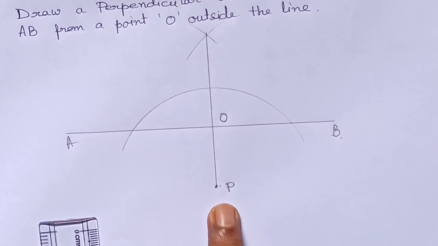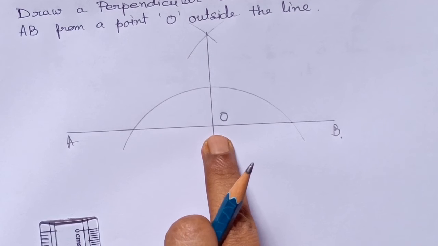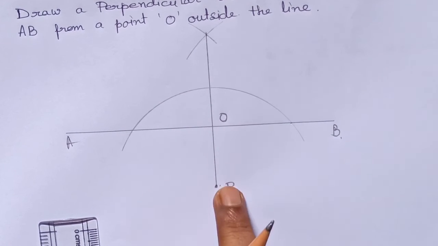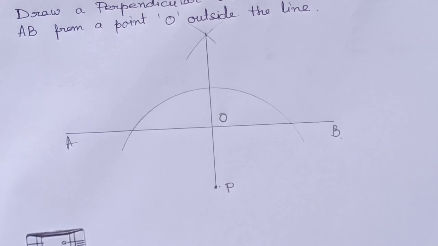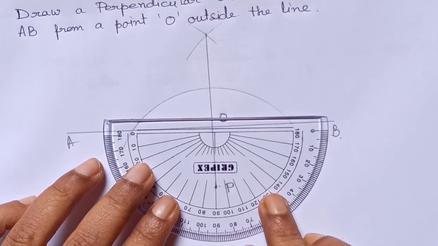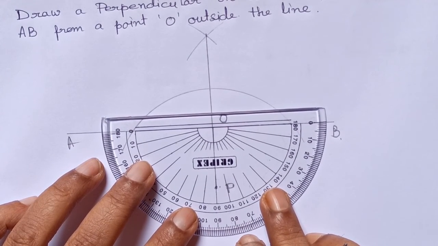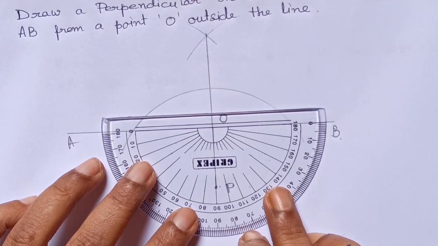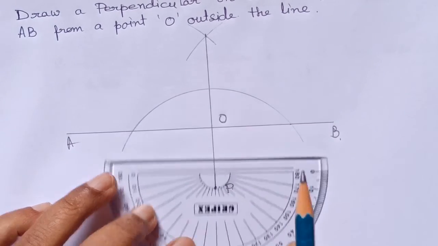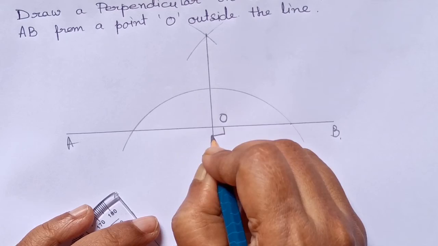Let the line joining these 2 points cut AB at O. Then we can say OP is perpendicular on AB. Now let us check if the angles on both the sides are 90 or not. Yes, 90 degree, 90 degree. So this is a perpendicular.